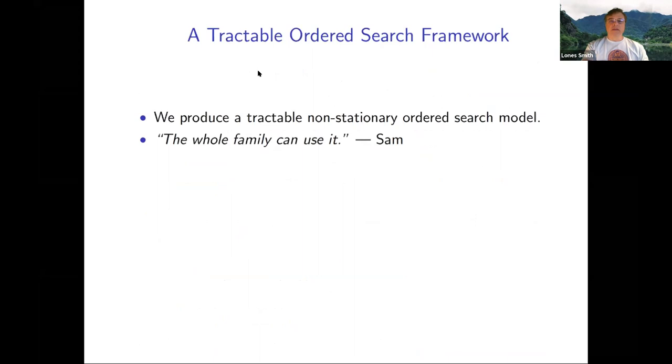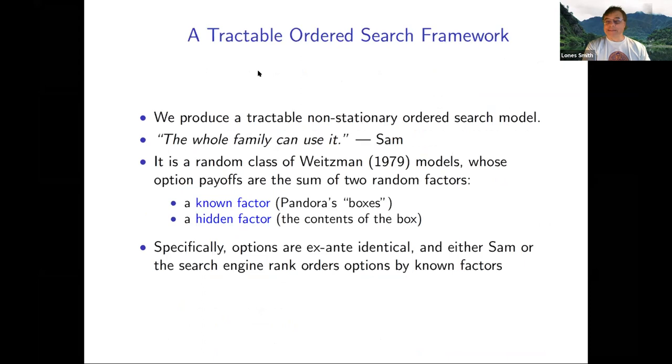So we're going to produce a very simple tractable model of ordered search, this blend between directed and sequential with the randomness there that the whole family can use. Essentially, it's just a random class of Weitzman models, and the payoffs of every one of these options that you face will be the sum of two factors. One is known a priori, which corresponds to the boxes of Pandora, and one is hidden, the contents of the boxes.